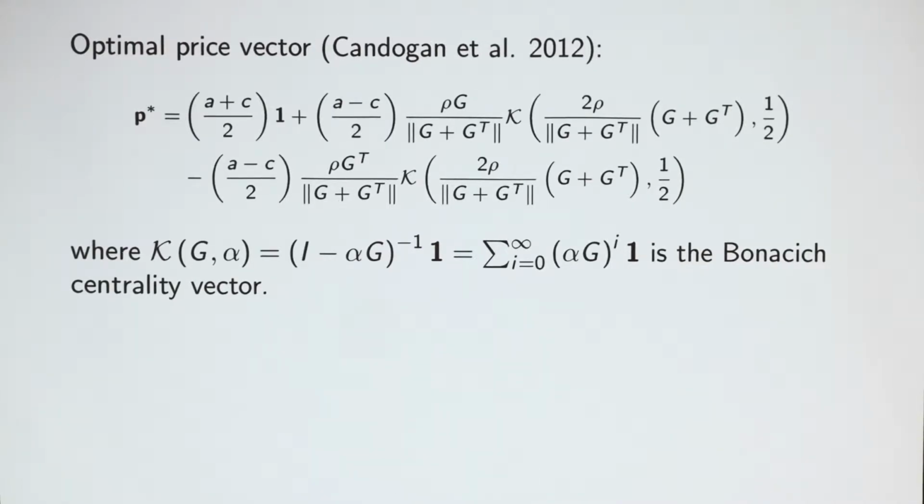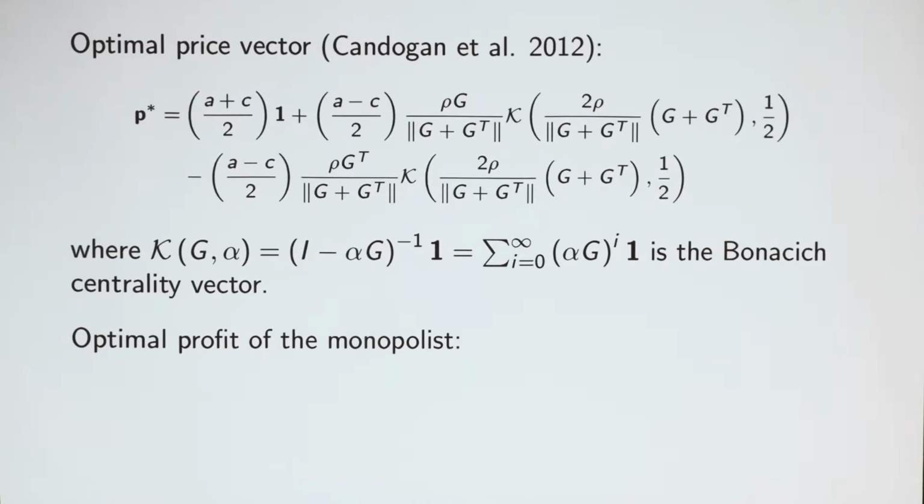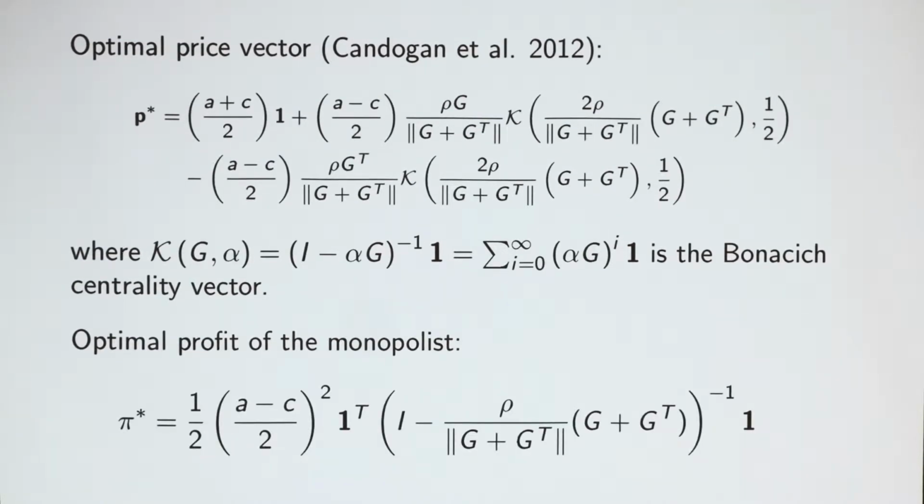The first one gives a common price for all the customers. The second one is the markup a customer will receive because he is being influenced by other customers. And the third one is the markdown a customer will receive because he is influencing other customers. And if we plug this P star into the profit function we had before, we can find the optimal profits of the monopolist, which has the following form.